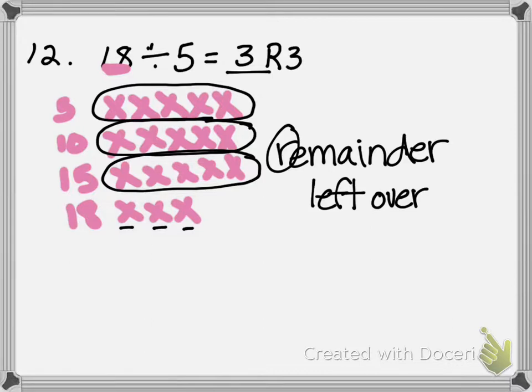So I could make 3 groups of 5, but I had a remainder of 3. Okay, and that's exactly what the picture shows. So 18 divided by 5, I can make three groups, but I have a remainder of 3. So make sure you have that all copied out before you go over to the next one.